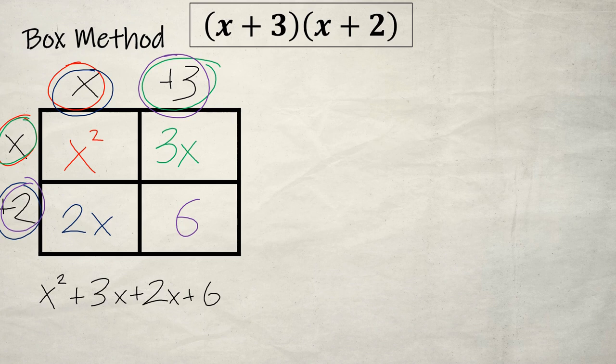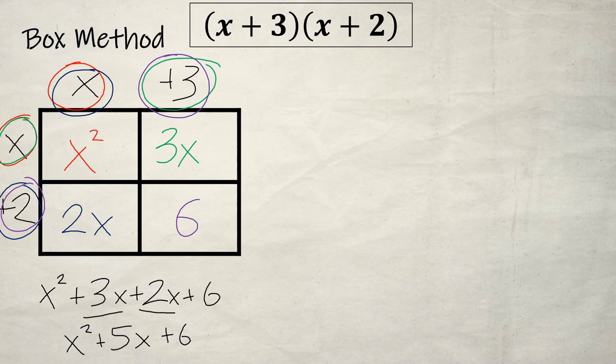And you can see we have some like terms. We have 3x and 2x. Those combine to become 5x. And there's no other constant, so I bring down the plus 6. And there's no other x squared, so I bring down x squared. So that is our answer.